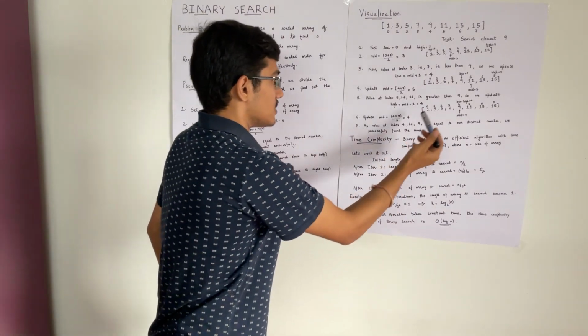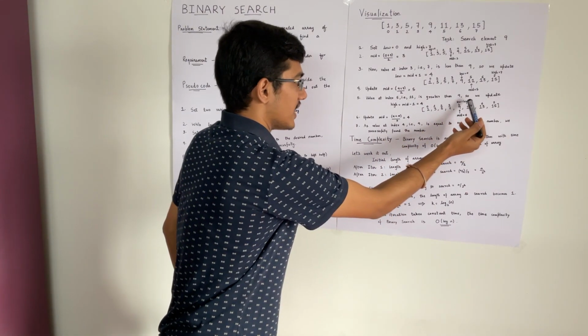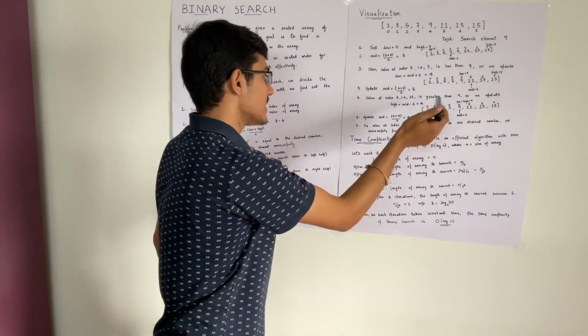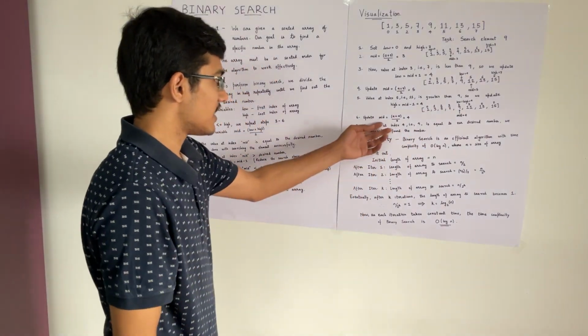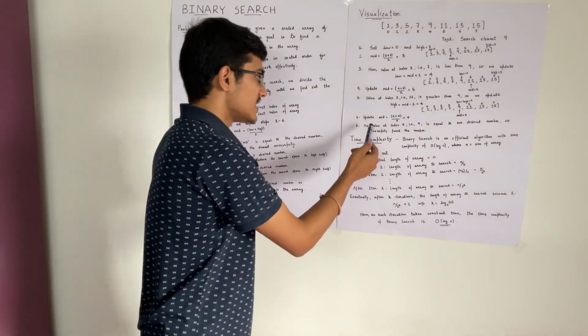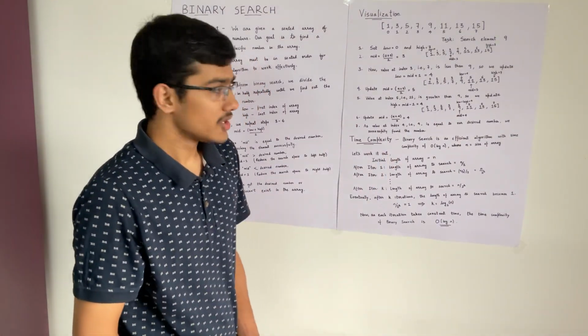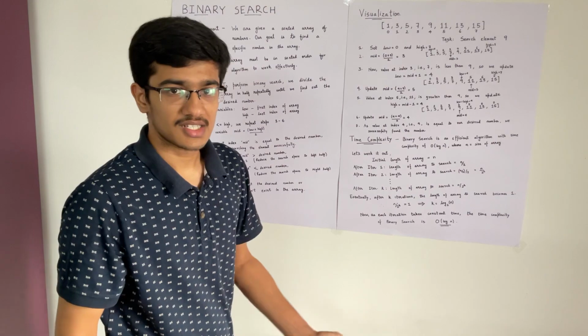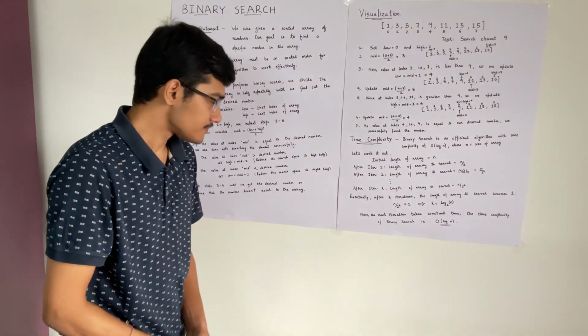And so the low and high are now both 4. Now we again find the new mid, which is again the average of low and high, which is 4. Now here we can see that the value at index 4 is equal to the desired number. So we are successfully done with finding the number.